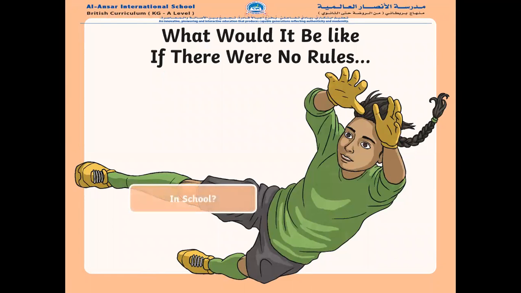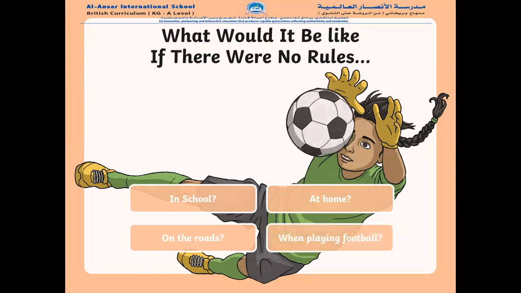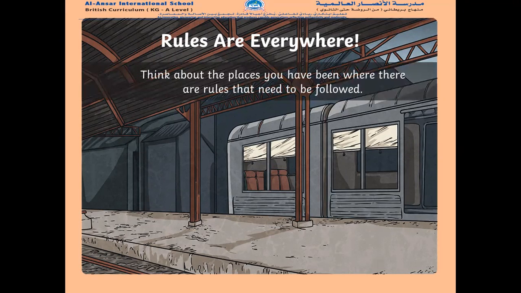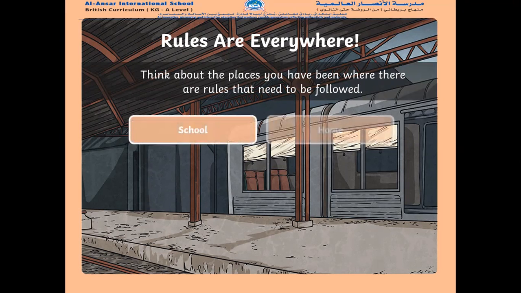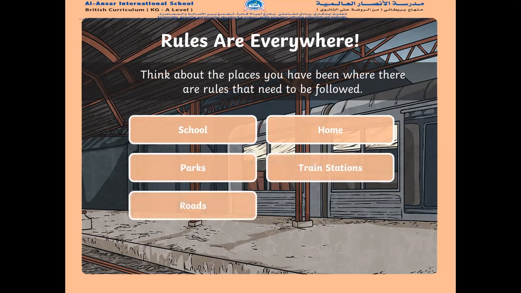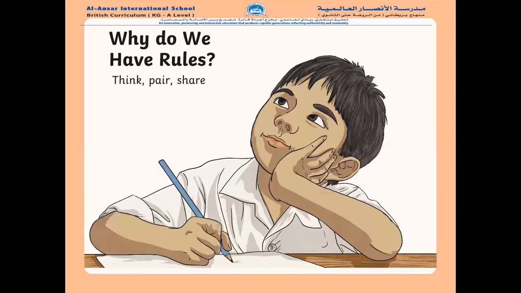Now, can you tell me what it would be like if there were no rules in school, at home, on the roads, and when playing football? Do think and let me know. Rules are everywhere. Think about the places you have been where there are rules that need to be followed. For example, school, home, parks, train stations or metro stations, roads, shops. Are the rules the same or different? Why do you think this is like this?